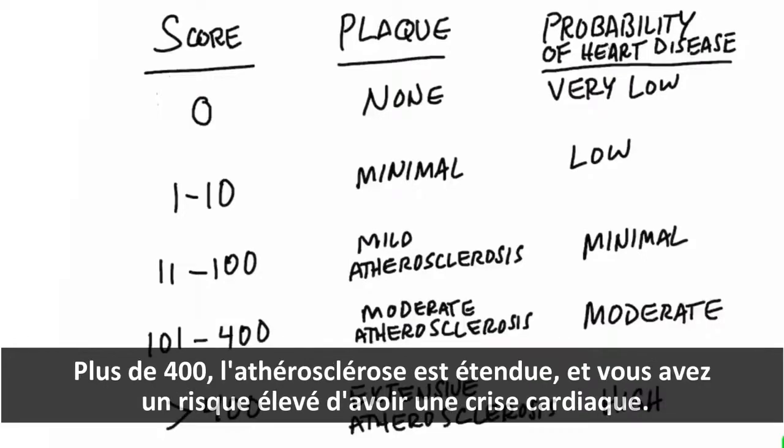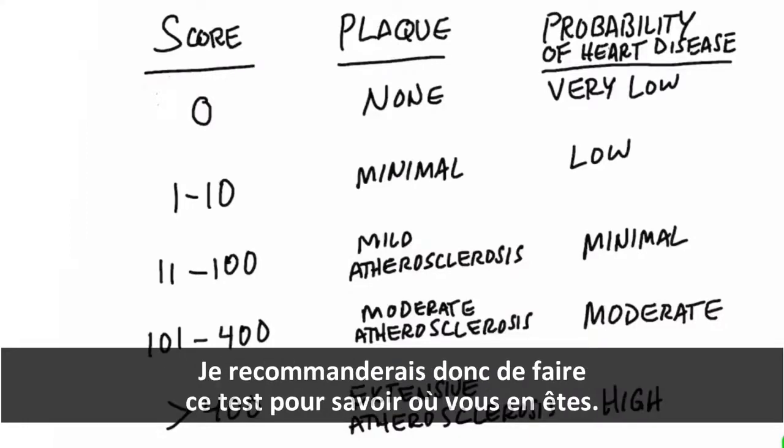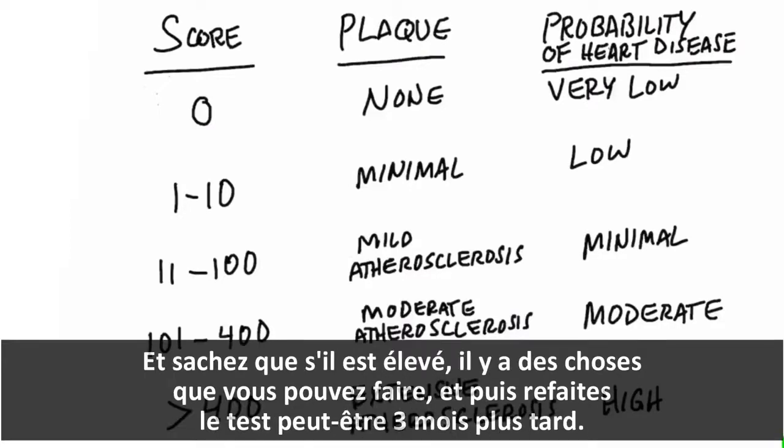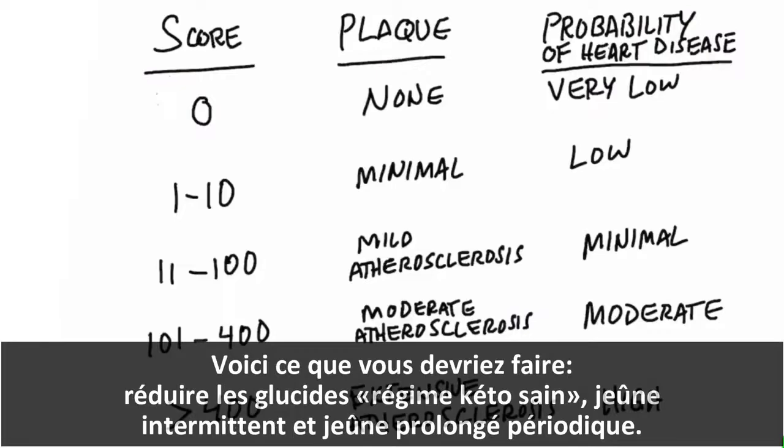Now, if you're over 400, okay, we have extensive atherosclerosis, and you have a high chance of getting a heart attack. So I would recommend getting this test, find out where you are, and realize if it's high, you can do something about it, okay? And then go get retested maybe 3 months later.